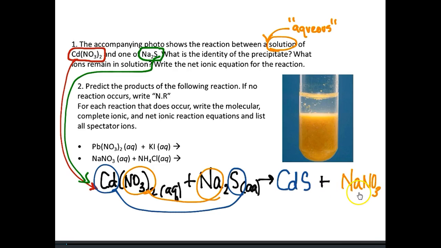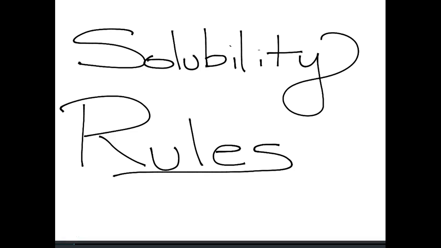Sodium and nitrate: sodium is a +1 ion because it's an alkali metal, in group 1. Nitrate is a -1 ion, and you know that just because you memorized the polyatomic ions. So those combine 1 to 1. And then you ask yourself, cadmium sulfide, is it soluble or not? And is sodium nitrate soluble? To answer that, we need to go to the solubility rules.